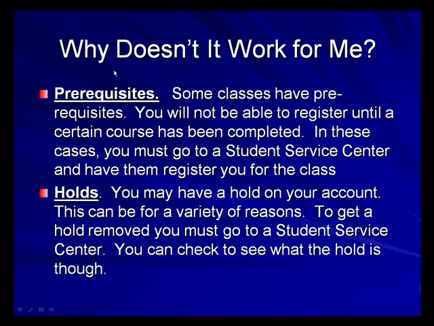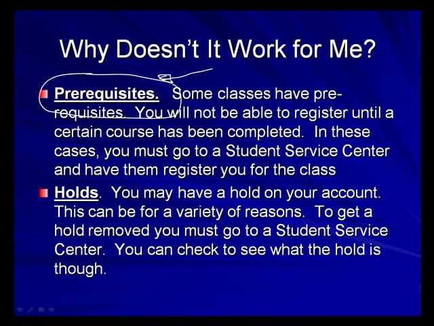If it doesn't work, there are a couple of things that can explain why it didn't work. Some classes require that you have prerequisites. For example, Writing 102, you have to have Writing 101 before you take 102. There are some science classes, Bio 201, Anatomy and Physiology. You have to show that you have Bio 156 completed with a C or better before you can get into 201. There are prerequisites.